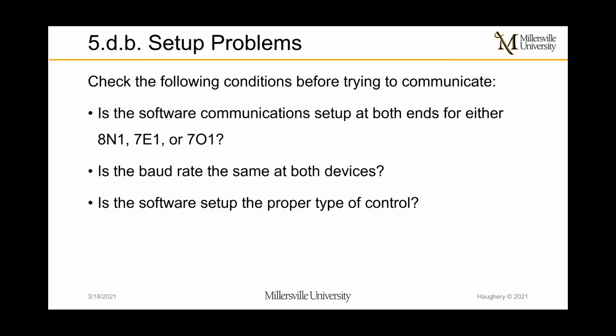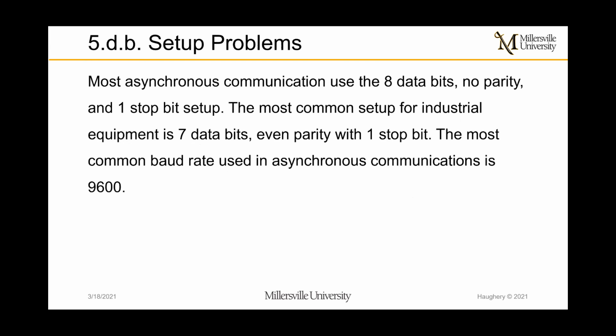So you can check the following conditions before trying to communicate anything. Is the software communication set up at both ends for either AN1, E71, or 701? Is the baud rate the same at both devices? And is the software set up for the proper type of control? Most asynchronous communication uses 8 data bits, no parity, and one stop bit. The most common setup for industrial equipment is 7 data bits, even parity, with one stop bit. The most common baud rate used in asynchronous communications is 9600.